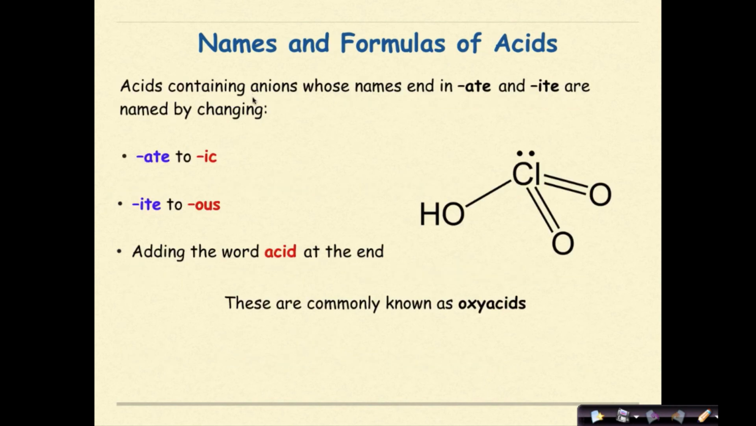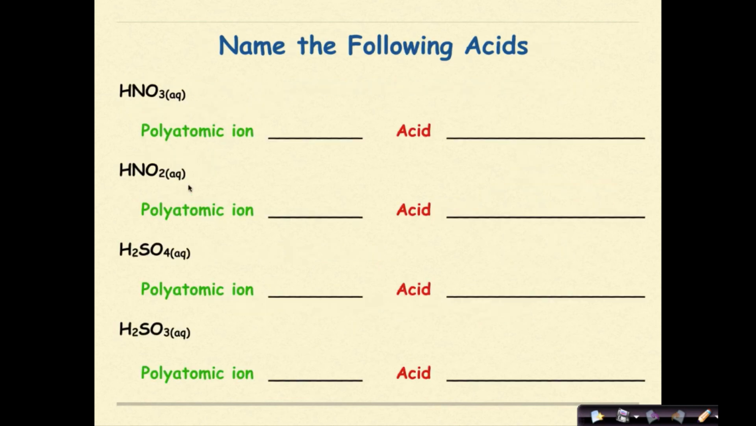Acids containing anions whose names end in -ate or -ite are named by changing -ate to -ic, -ite to -ous, and adding the word acid at the end. These are commonly known as oxyacids because they have oxygens in their compounds. So let's look at some examples here.